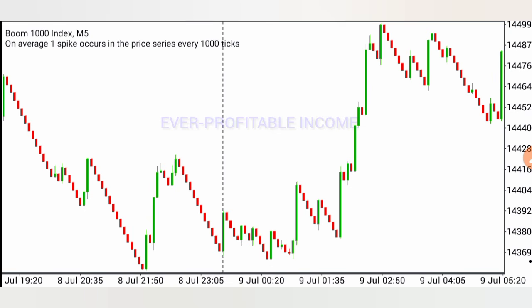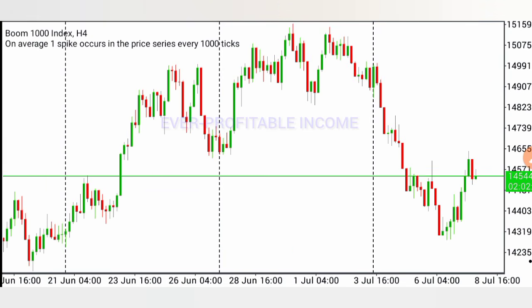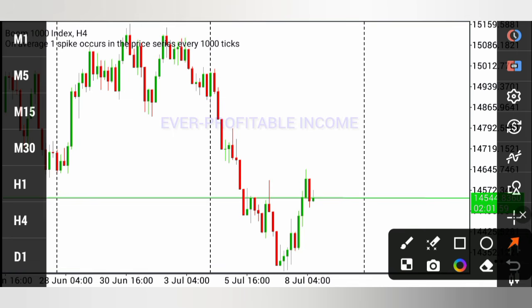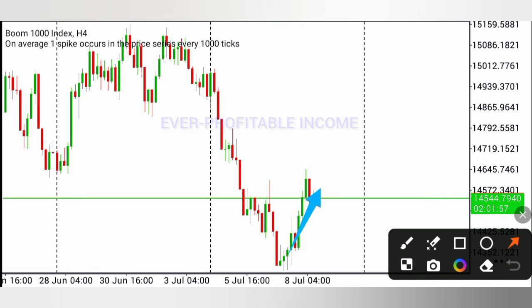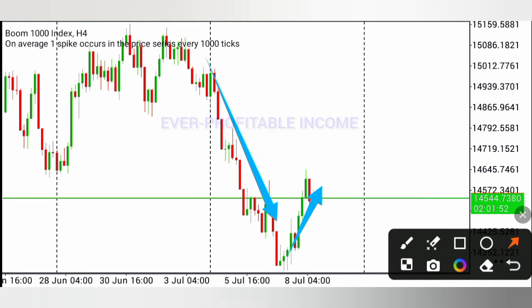Now, for you to catch spikes on Boom and Crash, you have to ensure that the trend is bullish, that is, trending upward on the higher time frame. Let's check out the higher time frame. What I mean by that, let's go to the H4. Now look at this right here. Can you see this? Right now the trend is getting bullish. It was initially bearish, now it is bullish.